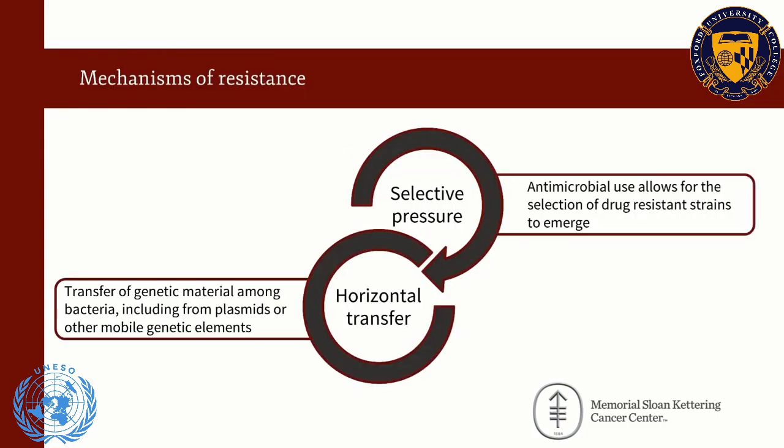As was already alluded to in the introductory resistance module, the major mechanisms by which bacteria develop resistance include, 1, selective pressure from antimicrobial use, which allows for the selection of drug-resistant strains to emerge, and 2, horizontal transfer of resistance genetic material among bacteria, including from plasmids or other mobile genetic elements. Exchange of genetically mediated resistance mechanisms is extremely prevalent among gram-negative organisms and can result in a single organism simultaneously acquiring multiple resistance elements.